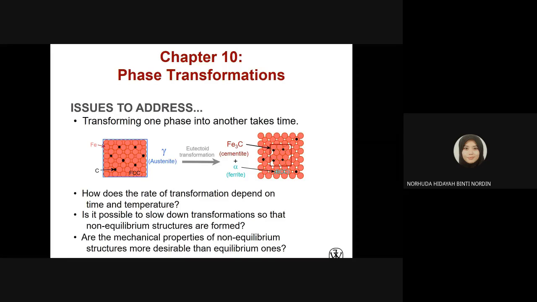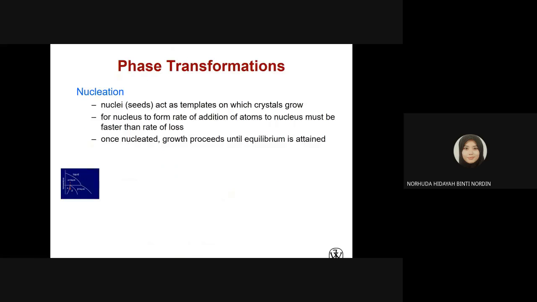Okay, so in this topic, we want to learn how the rate of transformation depends on time and temperature. Is it possible to slow down the transformation? And does this transformation affect the mechanical properties of the steel? This is what we're going through in this topic.